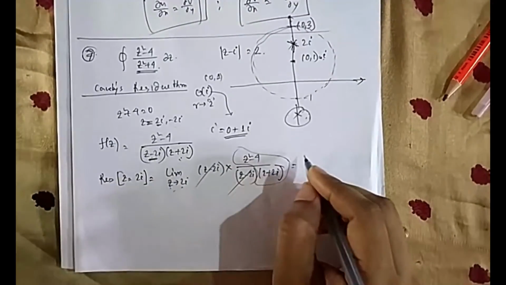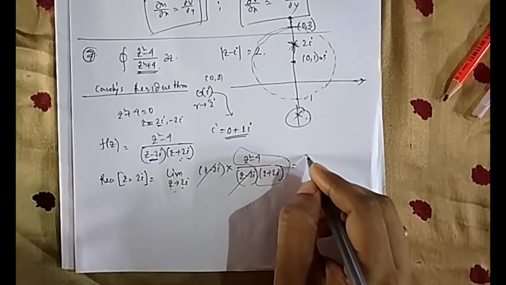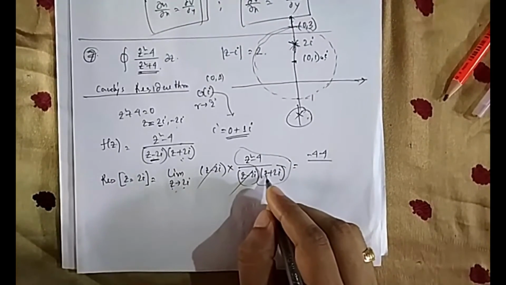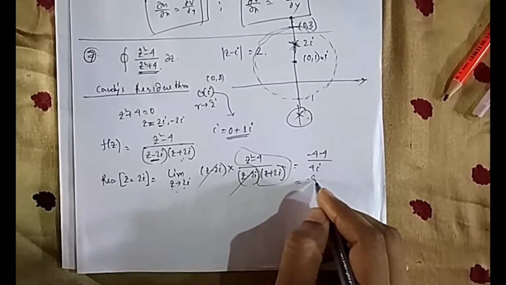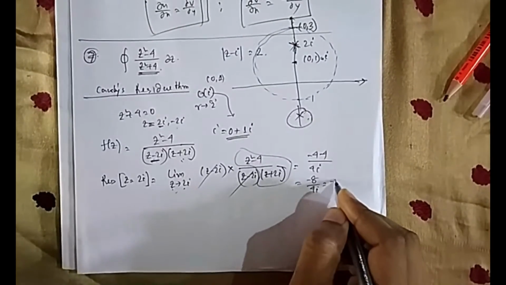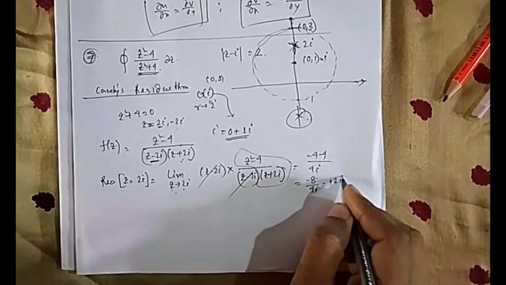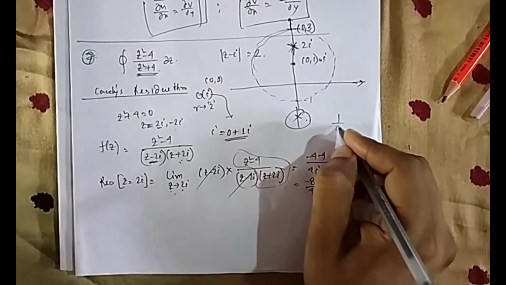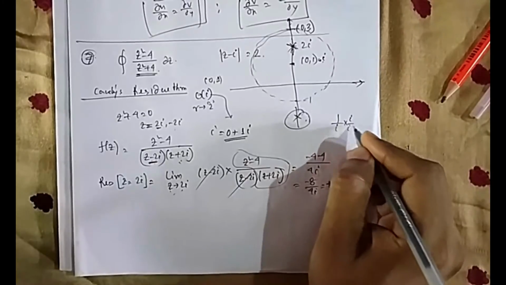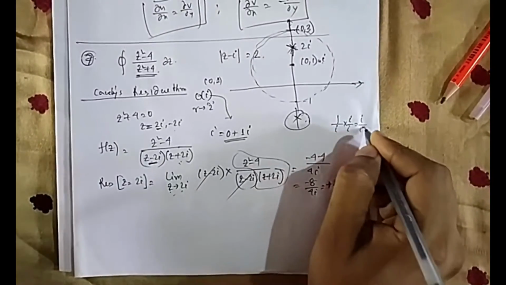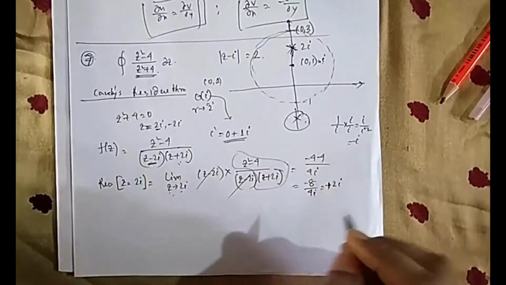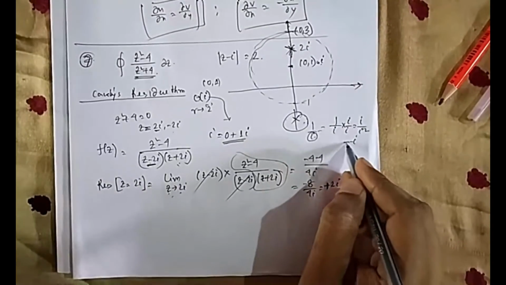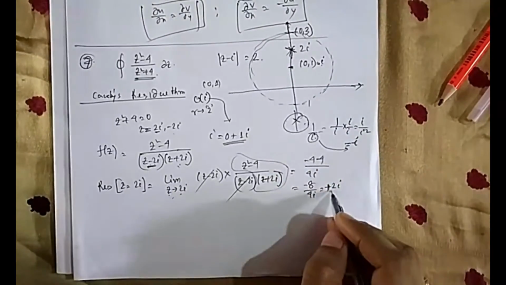If I put it in, it will be (2i)^2, that is -4, over the denominator 2i + 2i, which is 4i. So it will be -8 by 4i, that is -2 times 1/i. If 1/i goes from the denominator to the numerator, it is always -i, because if you multiply numerator and denominator by i, it becomes i over i^2, and i^2 is -1, so it is -i. So 1/i = -i, and the result is plus 2i.